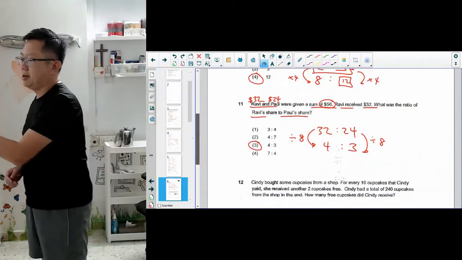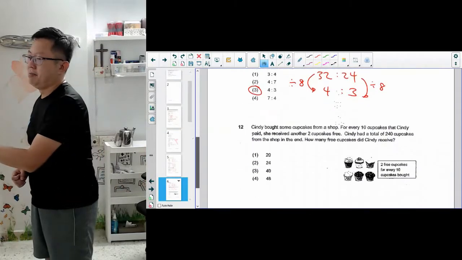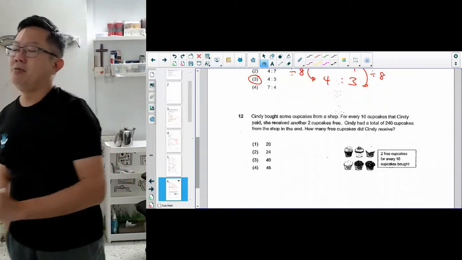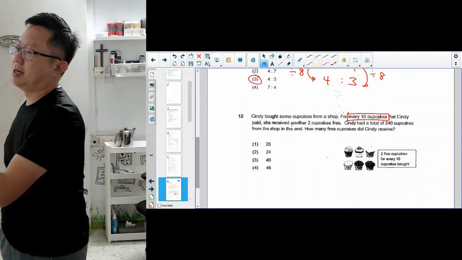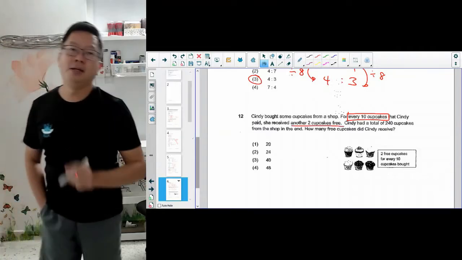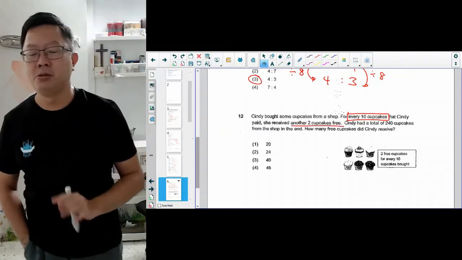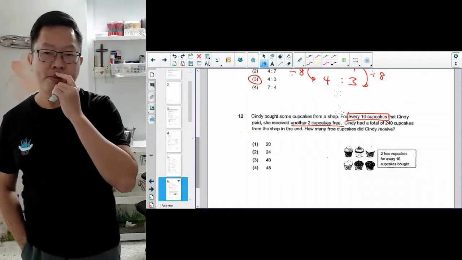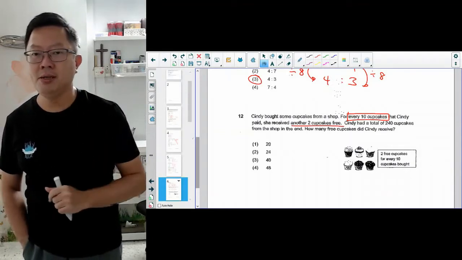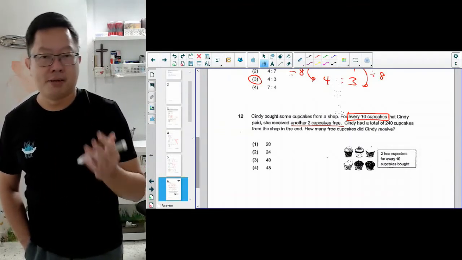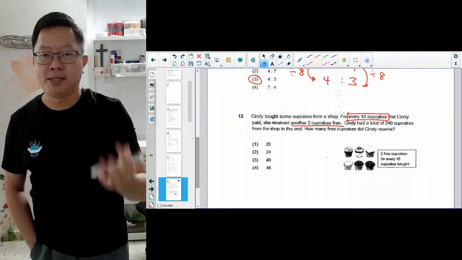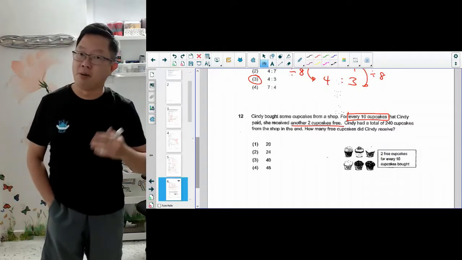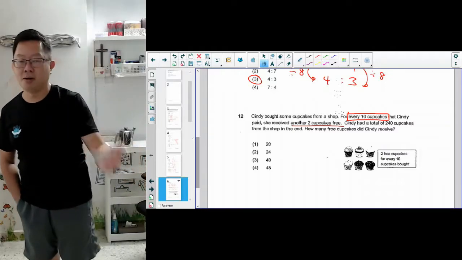Okay, question number 12. Cindy bought some cupcakes from a shop. For every 10 cupcakes that Cindy paid for, she received another 2 cupcakes free. Now immediately, methods come in. To do well for your paper 2, you will need to know some methods like assumption, what else? Grouping, model drawing. All these are methods that can help you to solve those hard problems.